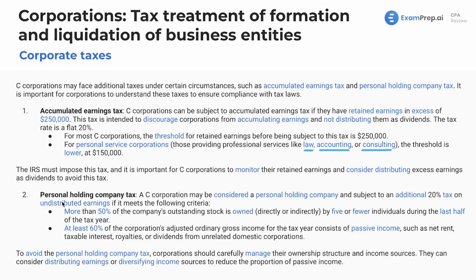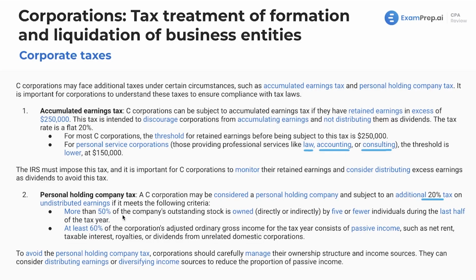And then what about the personal holding company tax? Well, this concept of a personal holding company, this is something that we talk about throughout the course. We'll see it again and dive into it more in depth. It's also a classification for a company. A C Corp may be considered a personal holding company and subject to additional tax. So you see here, you don't want to be a personal holding company. It's an extra 20% tax on undistributed earnings if it meets the following criteria.